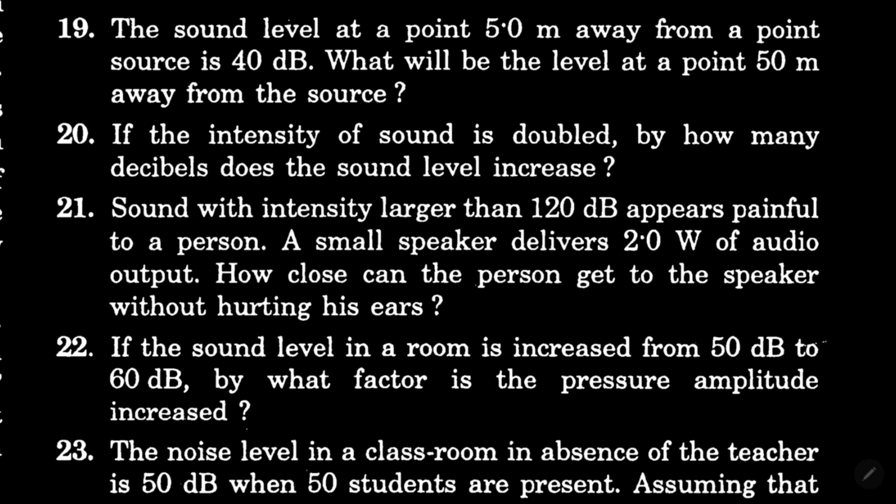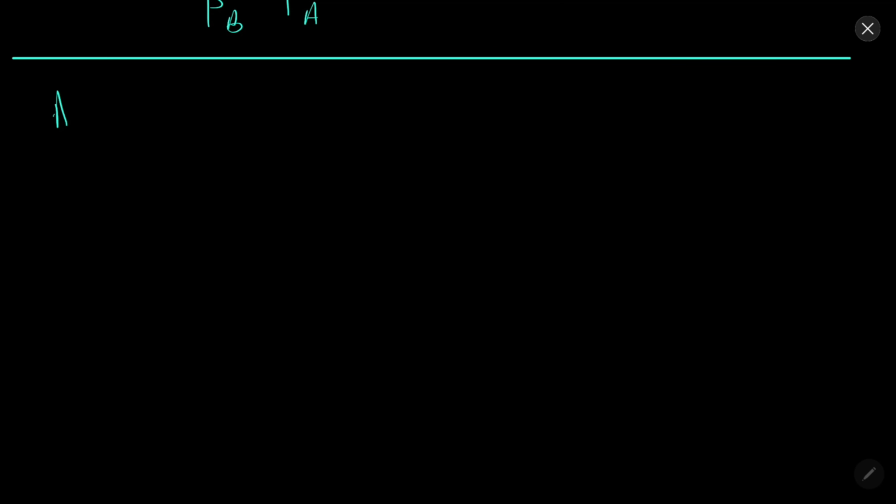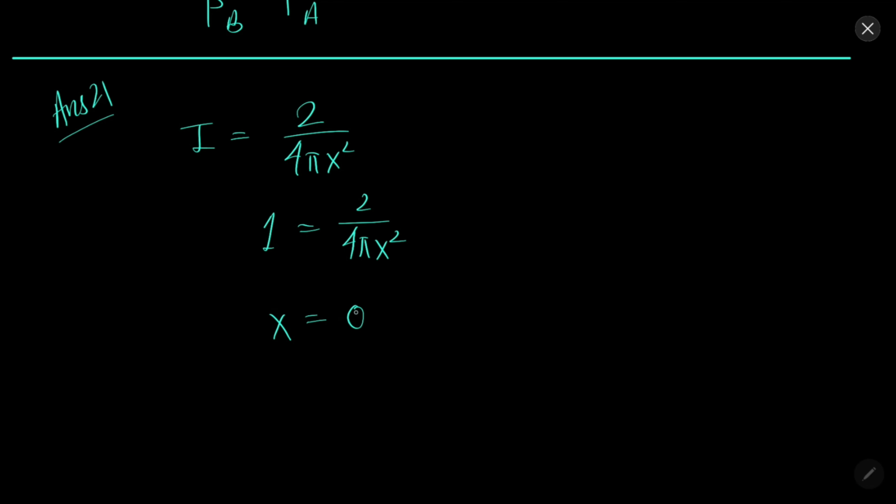In 21, sound with intensity larger than 120 dB appears painful to a person. How close can a person get to the speaker without hurting his ears if the speaker is delivering 2 watt of audio output? Solution 21. So in this case, intensity will be 1 equal to 2 over 4 pi x square. X will be 0.4 meters or 40 centimeters.